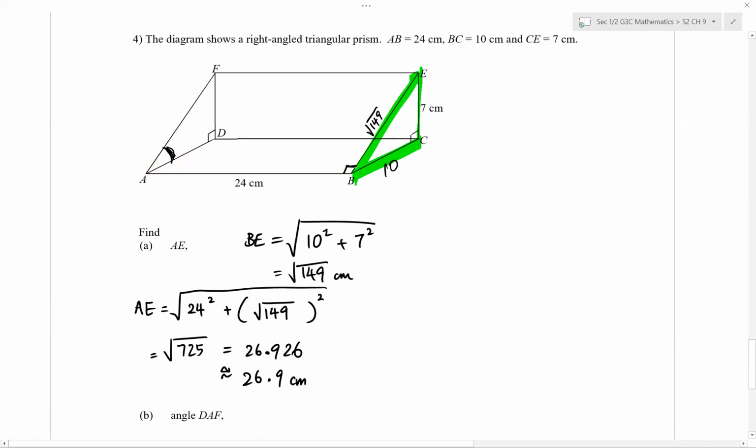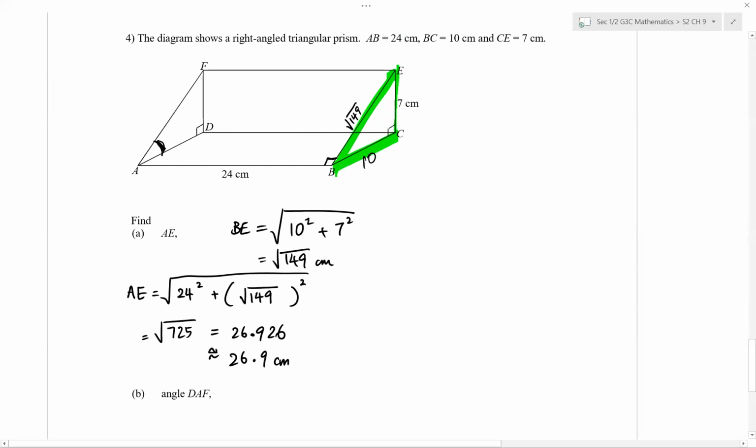DAF. Identify the right angle triangle. Very obvious. Because of the way it is drawn, it's a 3D object, so it might not look like a right angle triangle to you. So what you can do, recommendation, sketch out that triangle. ADF.